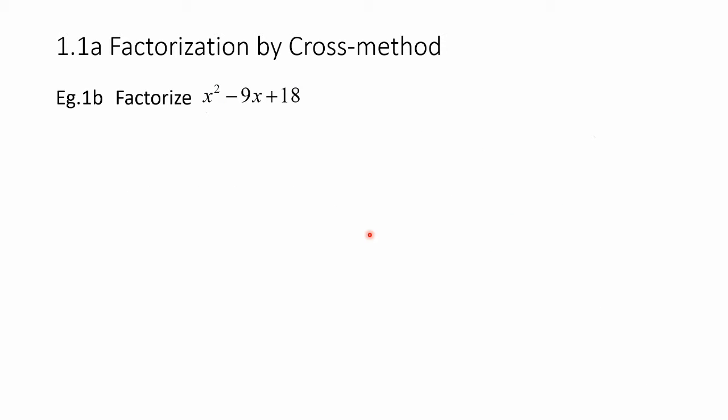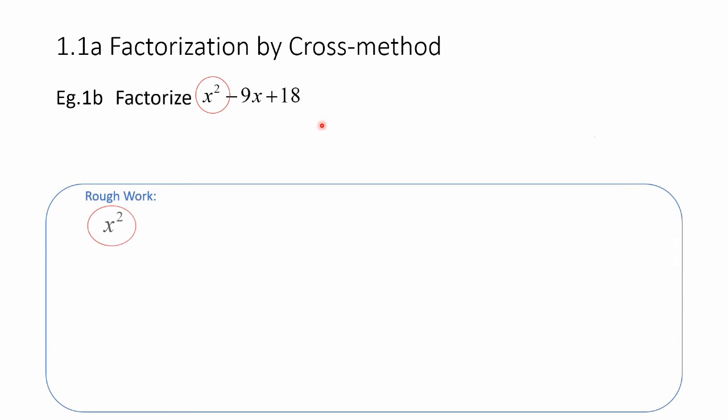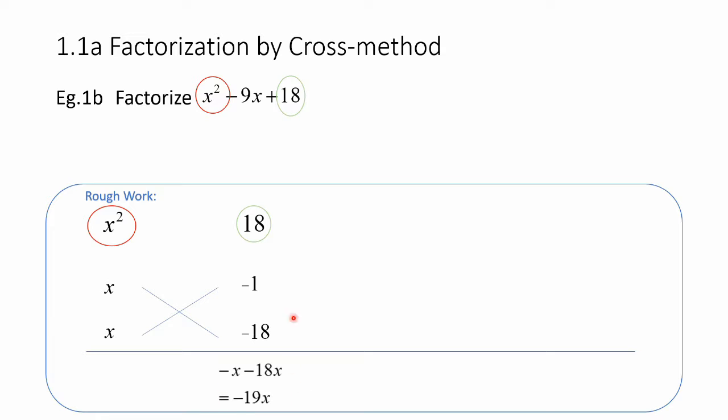Let's see another example. Also, we should have a rough worksheet first. Write down the x squared term and the constant term, and then write down the factors of them. However, since the coefficient of x is negative, while the constant term is positive, the correct pair of factors must be both negative. Okay, then do the cross. We find that the result doesn't match the middle term. Don't worry, since there are many pairs of factors of 18. We can do more trials to find the correct pair.